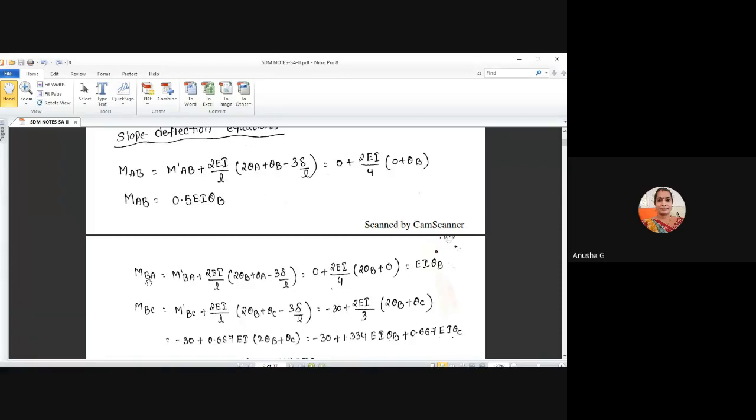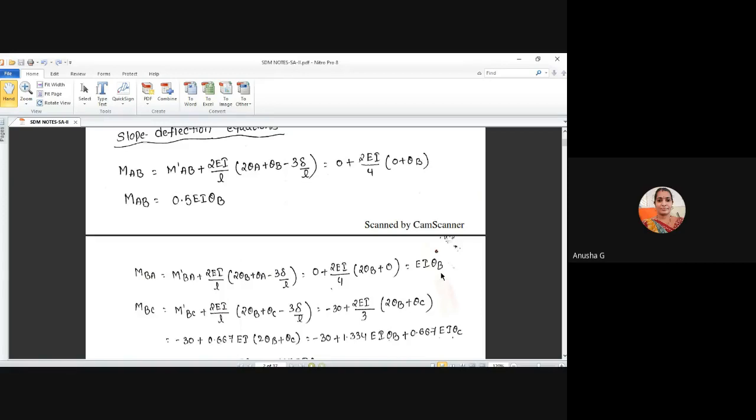Okay, next one, MBA. MBA equals MFBA or M dash BA plus 2EI by L into 2 theta B plus theta A minus 3 delta by L. Here also we get only theta B. Then our equation will be EI theta B. MAB is 0.5 EI theta B. MBA is EI theta B. You have to note down clearly and write correctly.